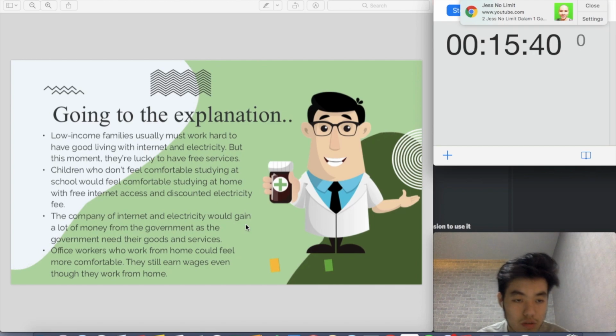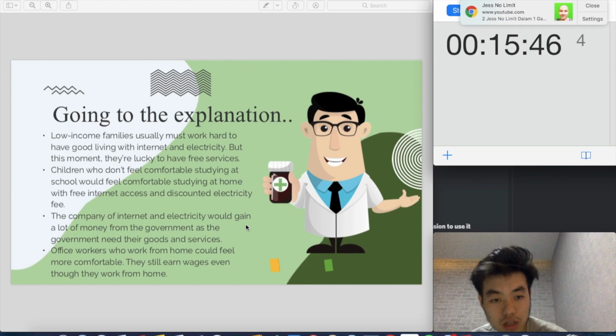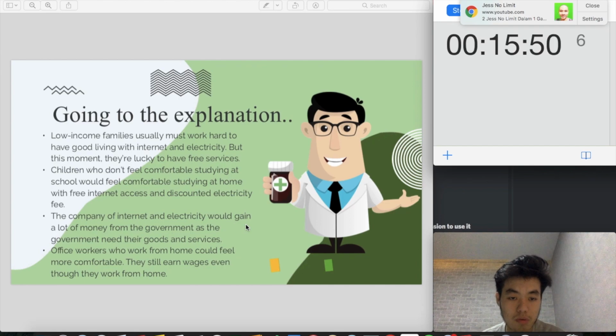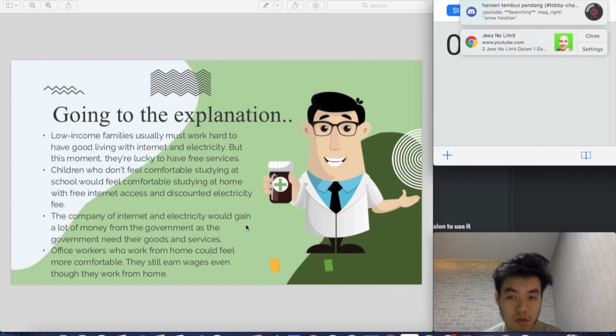The third one, the internet and electricity companies would gain a lot of money from the government, as the government needs their goods and services. And the last one is office workers who work from home; they could feel more comfortable. They still earn wages even though they are working from home.